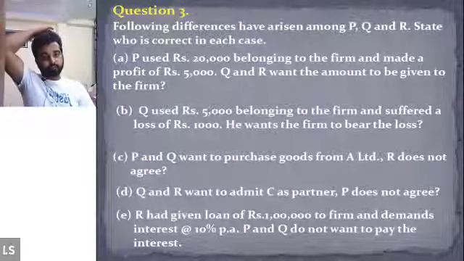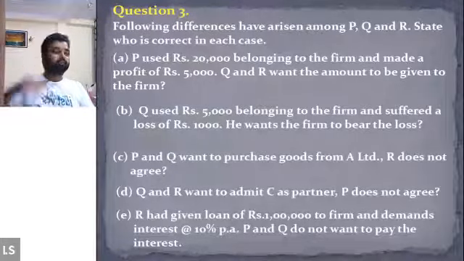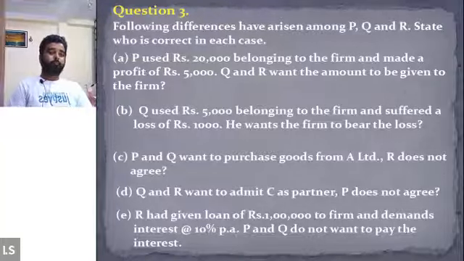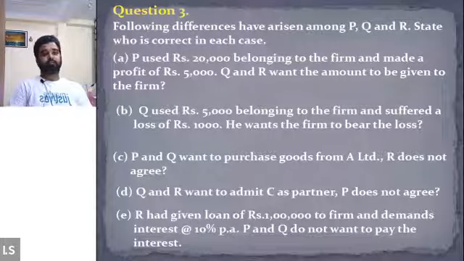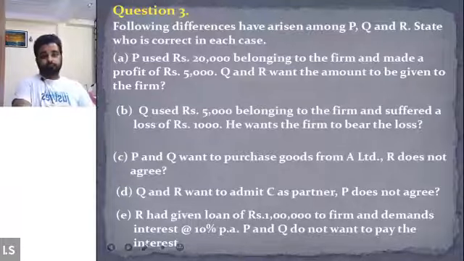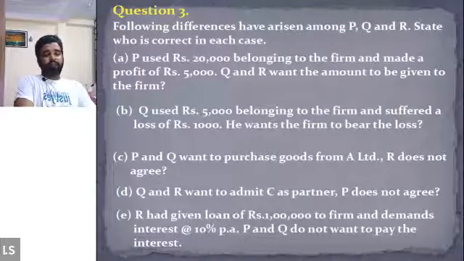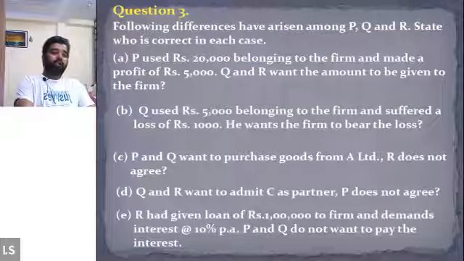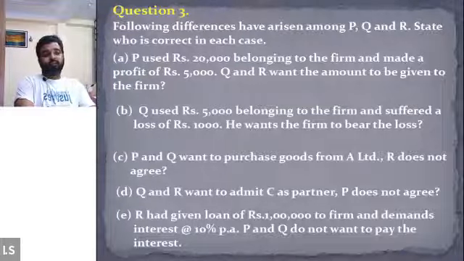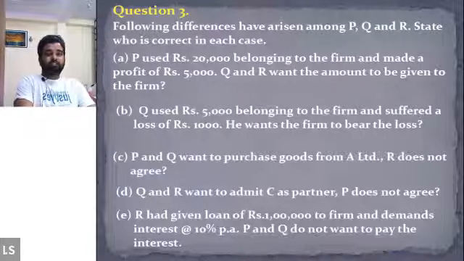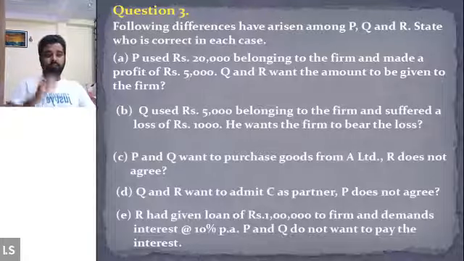Okay. Now, the last one, point E. R had given a loan of 1 lakh to the firm and demanded interest at the rate of 10% per annum. P and Q do not want to pay the interest. Tell me how it will be treated. R has given a loan of 1 lakh and he is asking interest on such loan at the rate of 10% per annum. But P and Q are denying. P and Q are not agreeing to pay the interest at all. Whether R will be entitled to ask for the interest or not, whether he will be able to claim the interest on the loan or not.